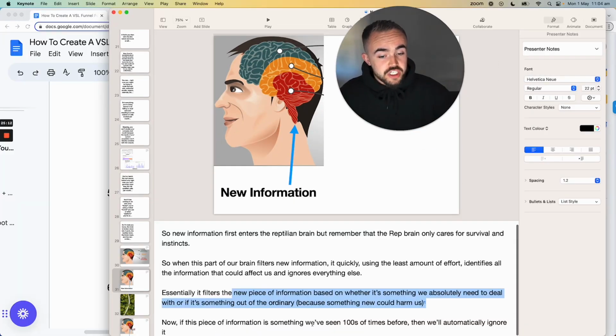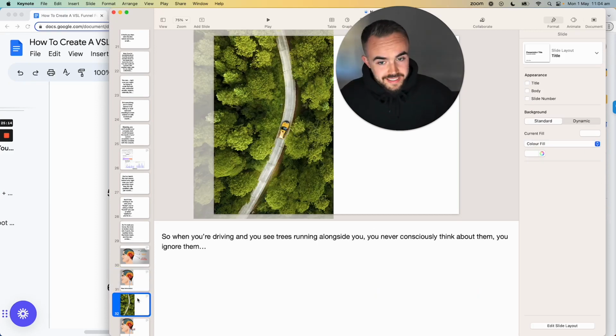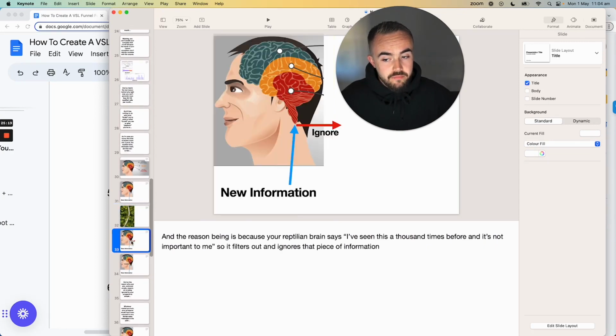If this piece of information is something we've seen 100 times before, then we'll automatically ignore it. So when you're driving and you see trees running alongside you, you never consciously think about them, right? You ignore them. And the reason is because your reptilian brain says, I've seen this 1,000 times before and it's not important to me. So the new information goes in and then it ignores it.